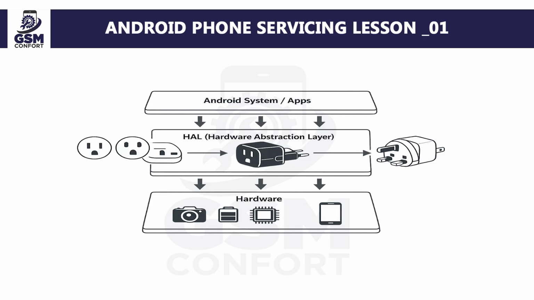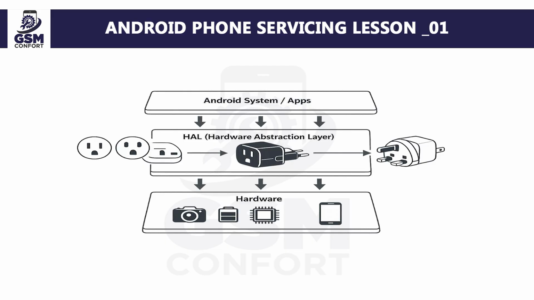This layer is called the Hardware Abstraction Layer, or HAL. To understand HAL, imagine something simple. Imagine you travel to another country. Different countries have different power sockets. But if you have a universal power adapter, you can still plug in your charger. That adapter makes everything compatible. HAL works exactly like that adapter.